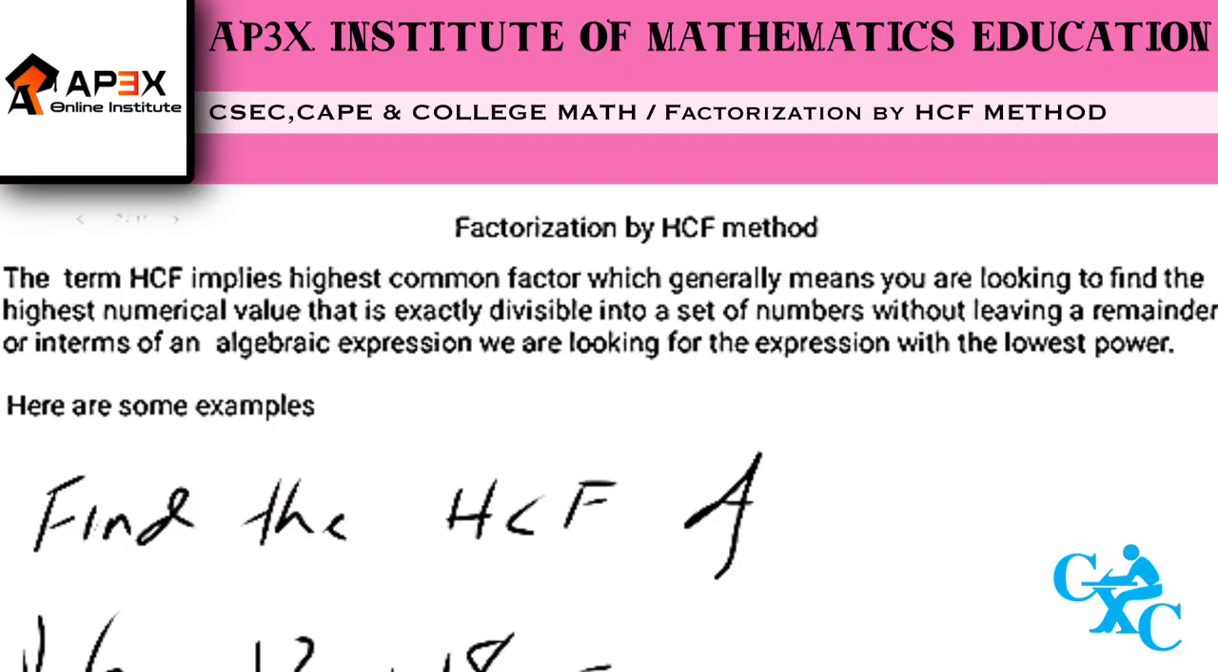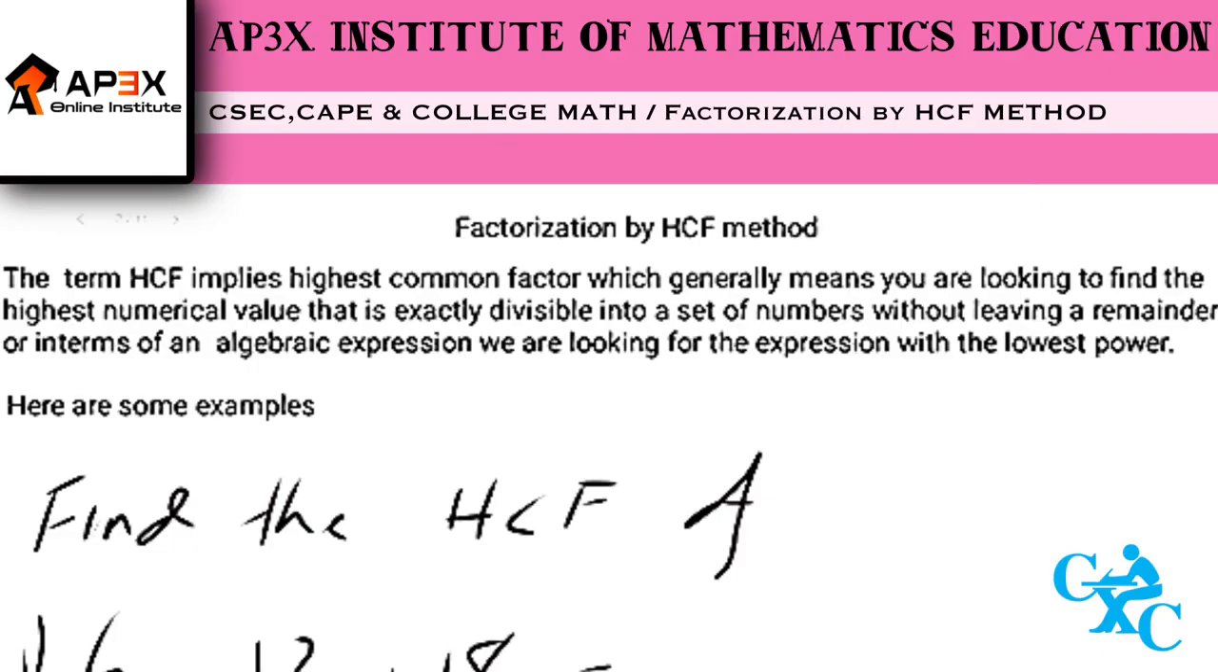It gets a little bit tricky, because a lot of students over the years that I've been teaching often get thrown off by the word highest. And sometimes, depending on your skill level in math, you may find that the word highest can be very ambiguous. So highest in this case means, yes, we're looking for the highest number, but that highest number must be exactly divisible into all the set of numbers. And in terms of algebra, as I stated earlier, it has to be the expression with the lowest power. We're going to be diving in a little bit more as we go through the examples.